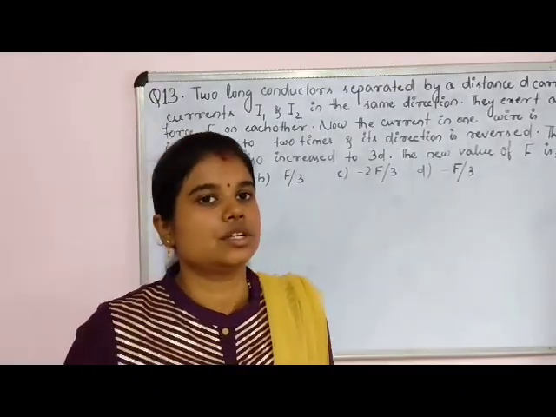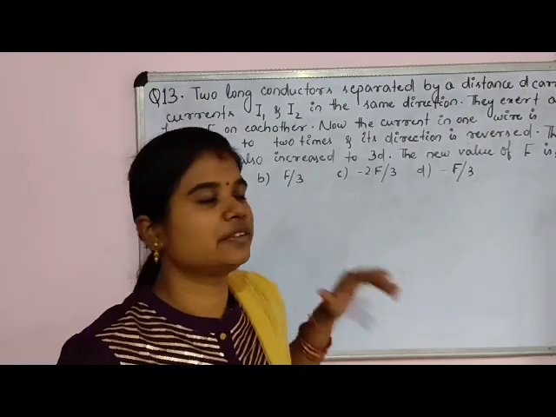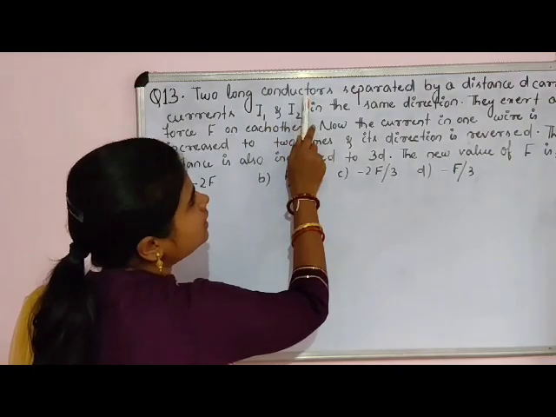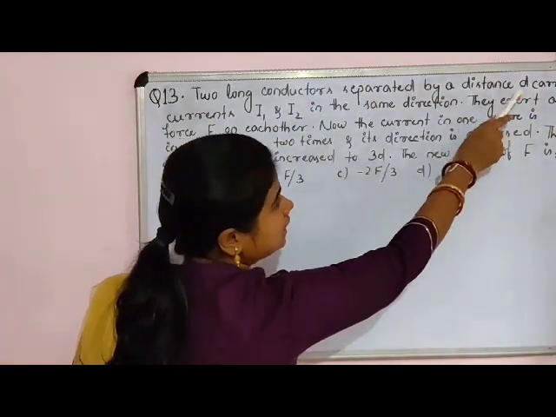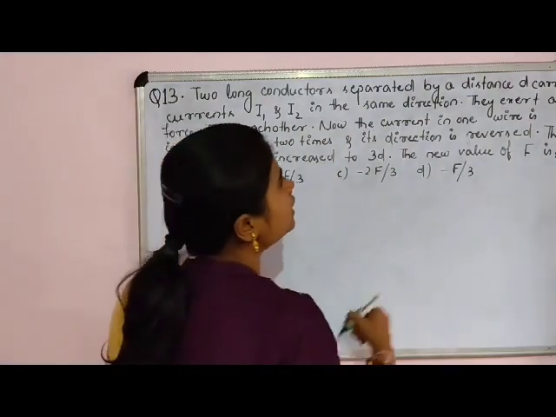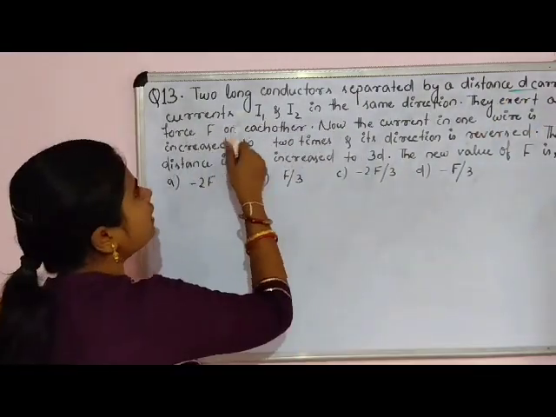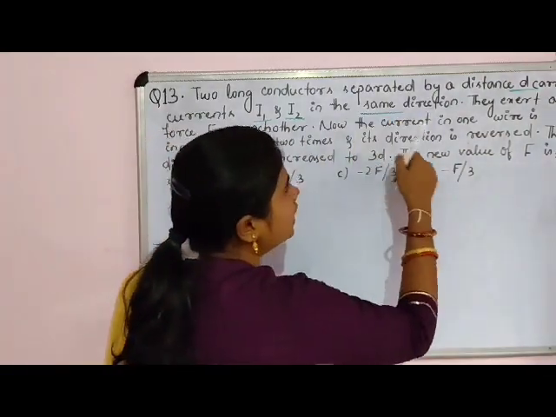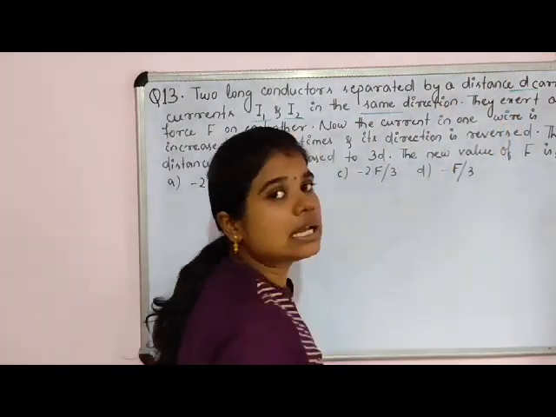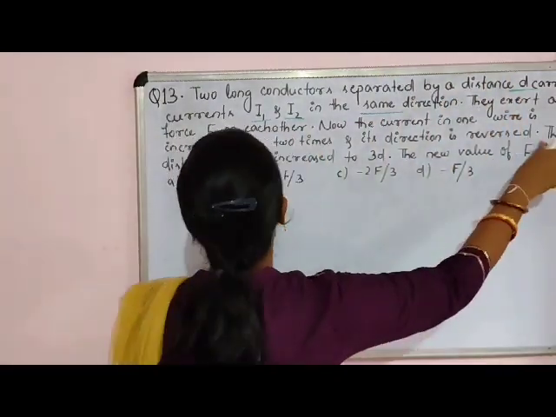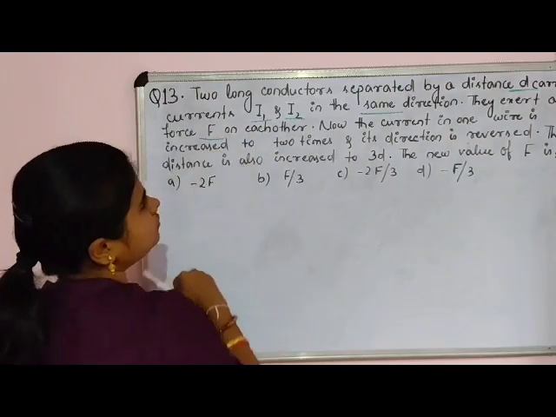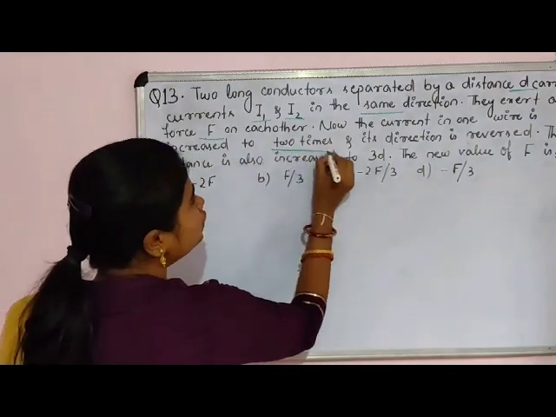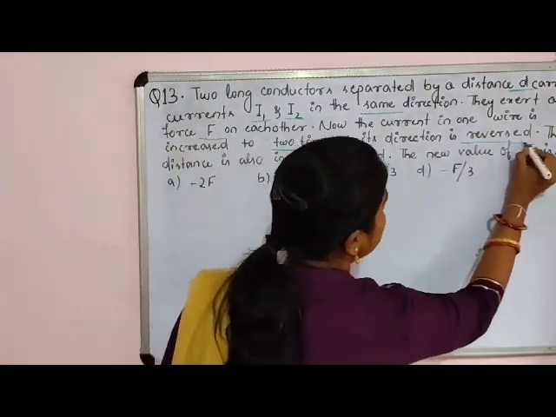Okay. So now we have the 13th question, everyone. As you can see, it is saying two long conductors separated by a distance d carry currents I1 and I2 in the same direction. Okay, first they are carrying the current in the same direction, separated by a distance d between them. They exert a force F on each other. Now the current in one wire is increased to 2 times and its direction is reversed.